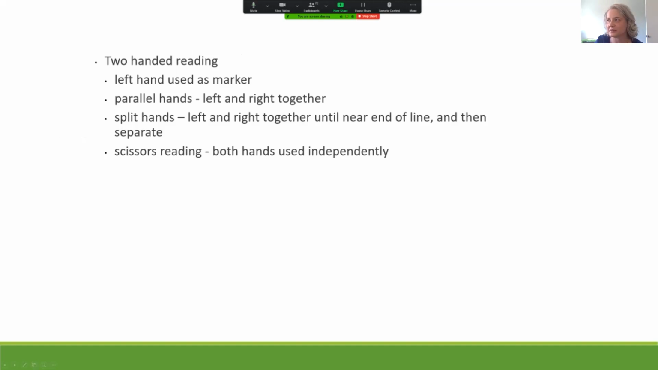We also have two-handed readers, and I'm going to show you some videos and talk through each of these. You can use your left hand as a marker. You can be a parallel reader, so your left and right hands pretty much always move together. In the split-hands style, the left and right hand work together till they're near the end of the line, and then the left hand drops back and finds the beginning of the next line while the right hand just keeps trucking along. And then scissors readers, some of you read in a scissors-like fashion. Their hands almost look like a pair of scissors moving across the page. And we'll go into that in a bit more detail so you really understand what we're talking about here.